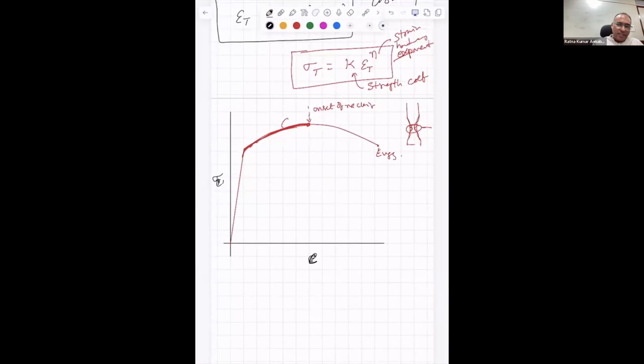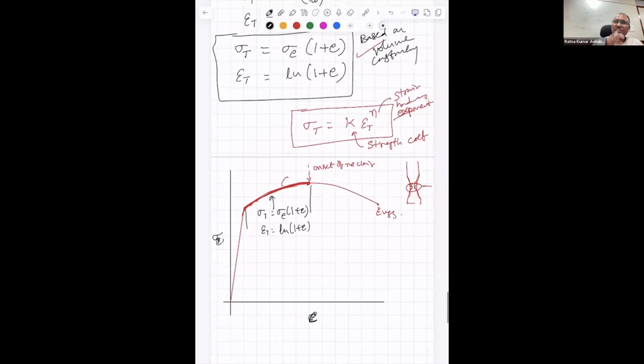So within this regime only you can apply sigma_t = sigma_e (1 + e) and epsilon_t = ln(1 + e). These can be applied only within this regime, because after that volume constancy does not work.